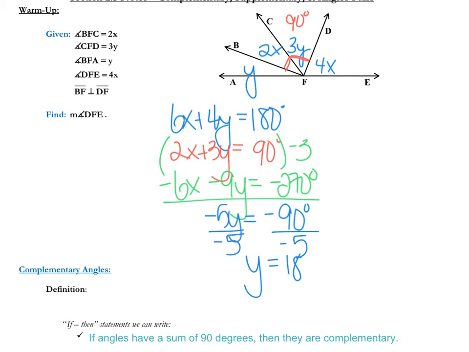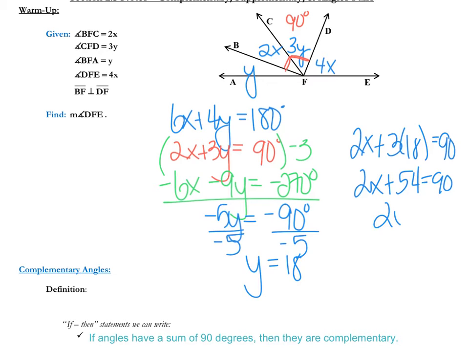Plug that back in to get x. So 2x plus 3 times 18 equals 90. So 2x plus 54 equals 90. 2x equals 36. So x equals 18 as well.